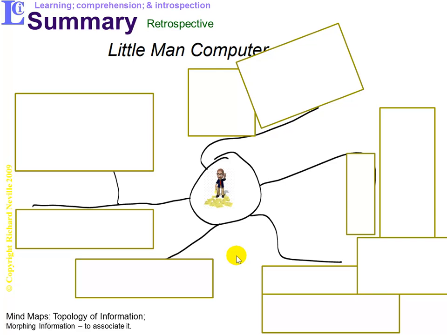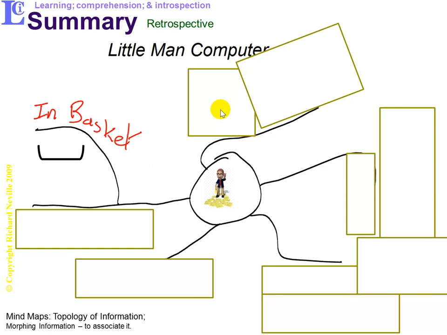Now I'm going to undertake a retrospective or a summary of the lectures using mind maps, which are associative topologies, or morphological information, which means we can interact with diagrams, text and words and associate them. So, what's a little man computer?